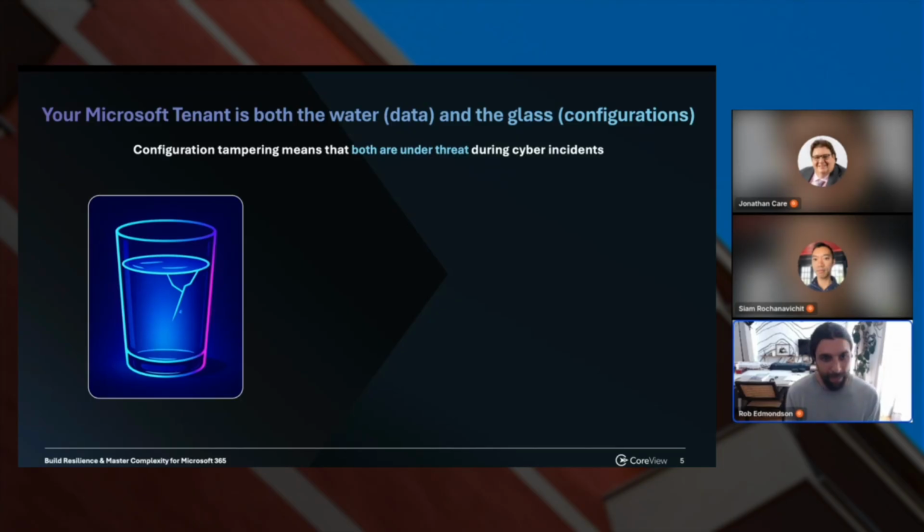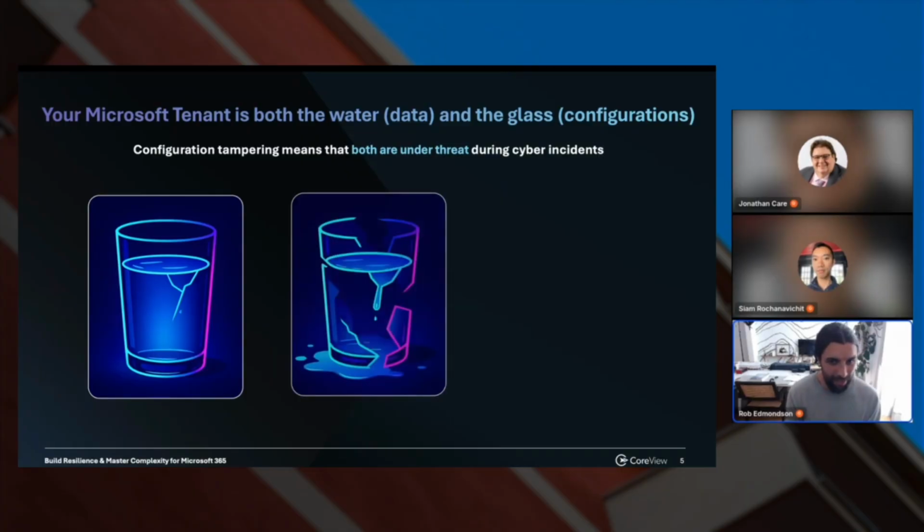If your configurations have been changed, guess what? The water starts to leak out of the glass. So if you redeploy your water back into your tenant and the tenant has been misconfigured, the cyber criminals immediately have access again, and you're now facing the same disaster. You're also facing compliance and legal issues as well.